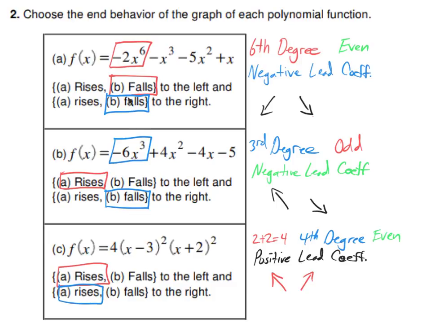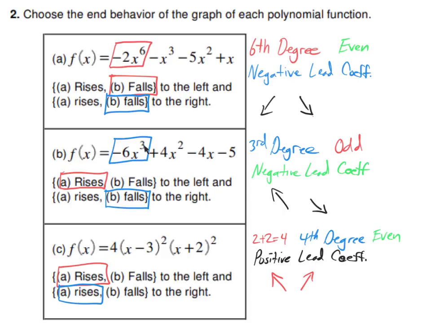Now, when you're on ALEKS, you're going to be choosing from these A's and B's, but on the written quizzes, which are for our quizzes, you would just need to draw these little arrows, and they'll describe what's happening on the edges. So, if we look at this first one, it's a 6th degree with a negative lead coefficient. So 6th degree, negative lead coefficient, and a 6 is an even number. Now, with a negative lead coefficient, you know your right side is going to be dropping, and since it's even, the left side is going to be doing the same direction.